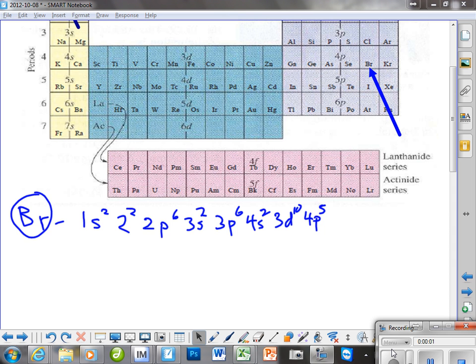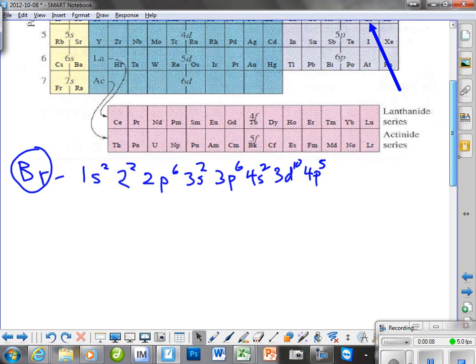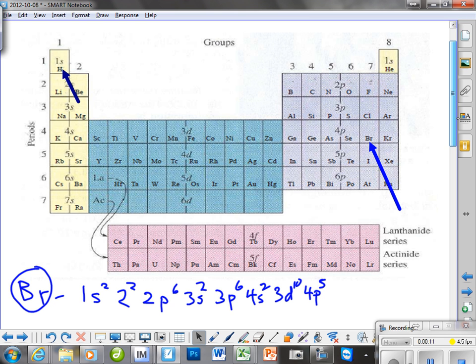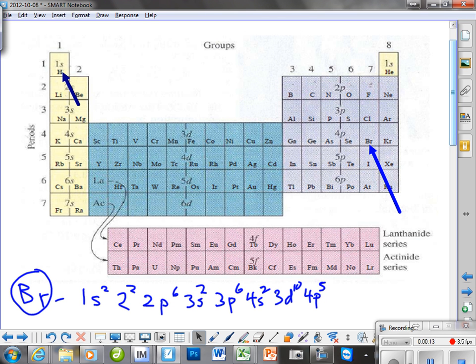All right, what we just did was a configuration for bromine. What we're learning about today is how to figure out a noble gas configuration. This arrow is going to be used for where we start our configuration, and this arrow over here is going to be used to point out the element that we're doing the configuration for.